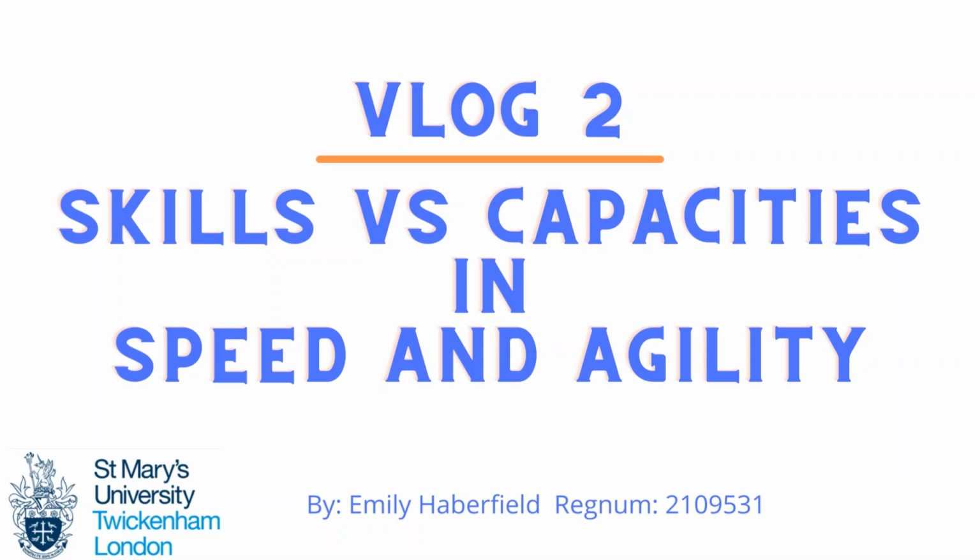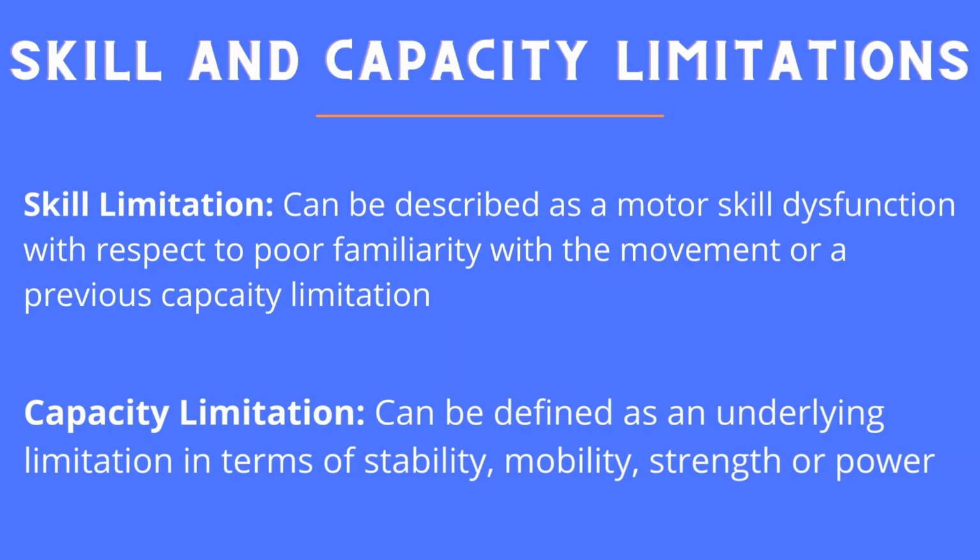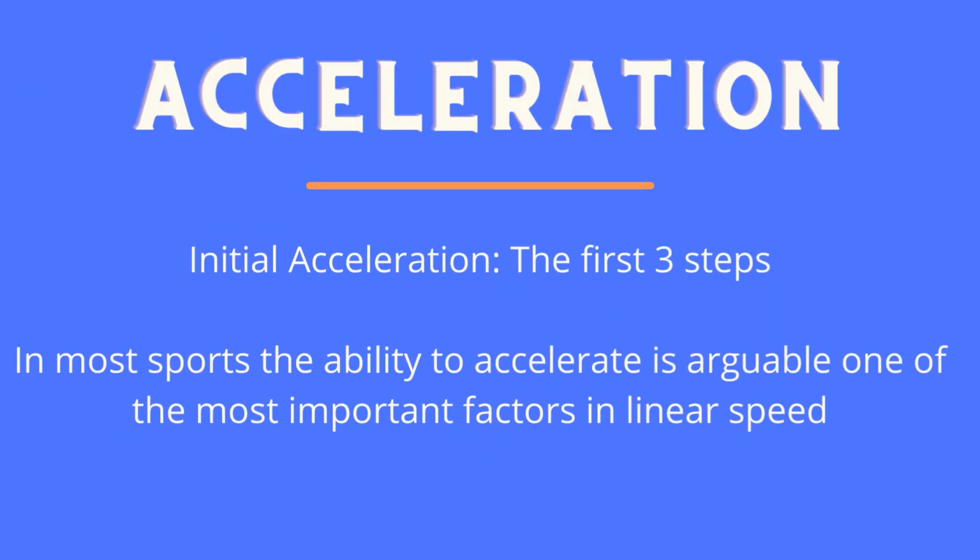Welcome to Vlog 2, Skills versus Capacities in Speed and Agility. A skill limitation can be described as a motor skill dysfunction with respect to poor familiarity of the movement or a previous capacity limitation. And a capacity limitation can be defined as an underlying limitation in terms of stability, mobility, strength, or power.